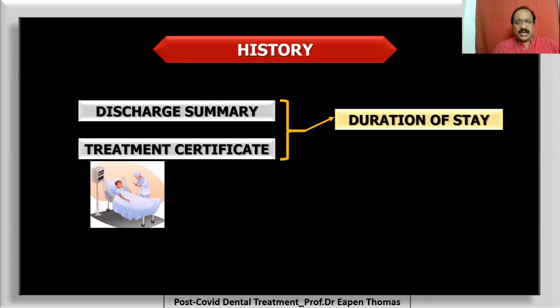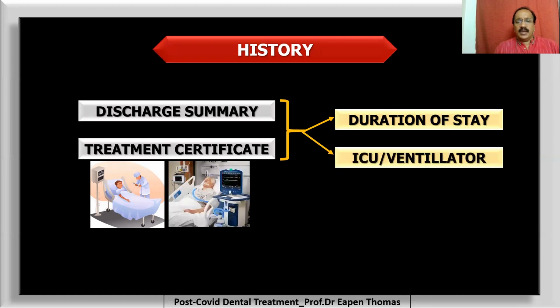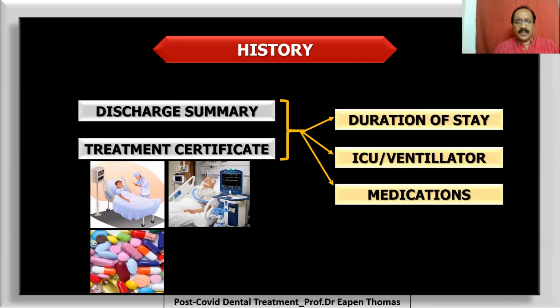The duration of the stay: definitely, the longer the stay in the hospital, the more vulnerable the patient is and the more immunosuppressed. It also gives us an indication about the type and severity of the illness he or she has undergone. Whether the patient was in ICU or on a ventilator: a long-term ventilator or long-term stay in ICU makes the patient more vulnerable to opportunistic infections.